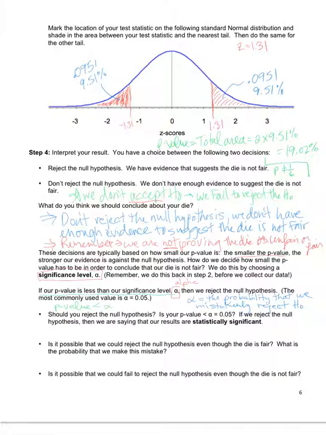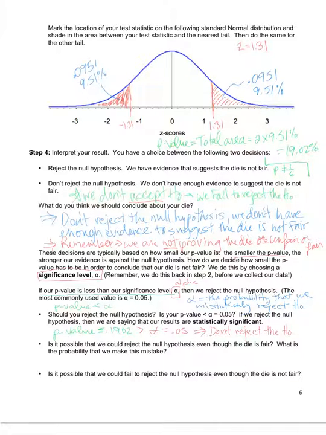Based on this more clearly defined way of coming to a conclusion, should we reject the null hypothesis? Is our p-value less than alpha equal to 0.05? If we reject the null hypothesis, then we're saying that our results are statistically significant. Remember, our p-value was equal to 0.1902, or 19.02%, and this is greater than alpha equal to 0.05. So this tells us not to reject the null hypothesis. Again, our result was not extreme enough to convince anybody that the die was not fair.